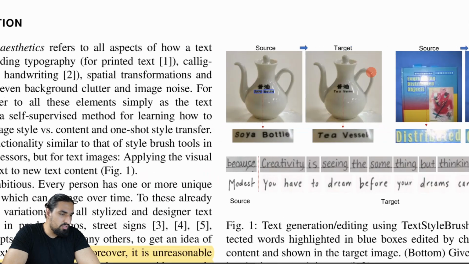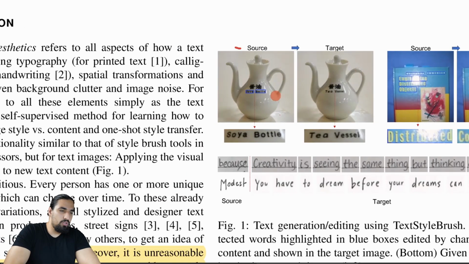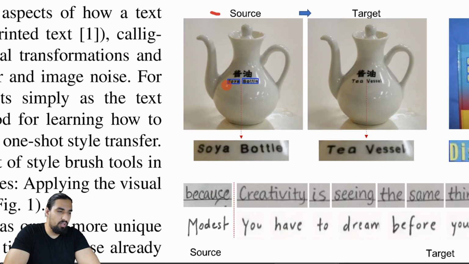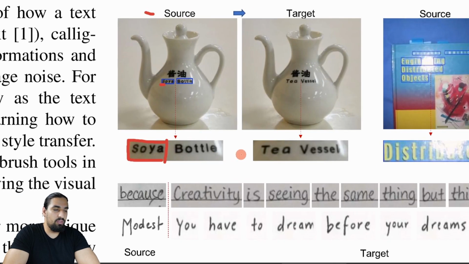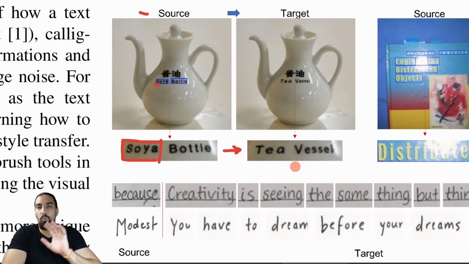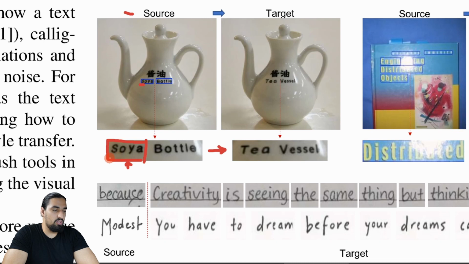So basically, you can see here in the source image, you have some text, and they find a bounding box around it, and they extract it. And you can see just using this single word image, they can learn the style and render novel content in that very same style, one shot. So basically just a single image like this one, and you can do something like this. So they just swapped soya bottle for a tea vessel.